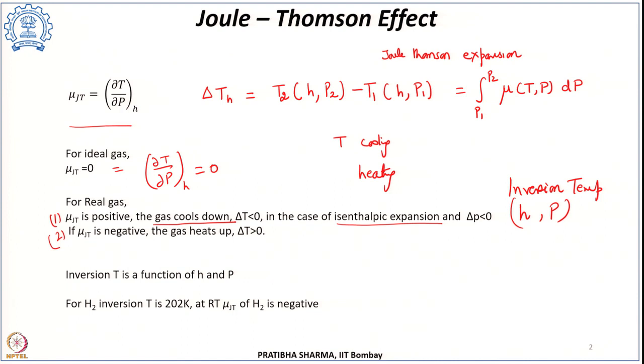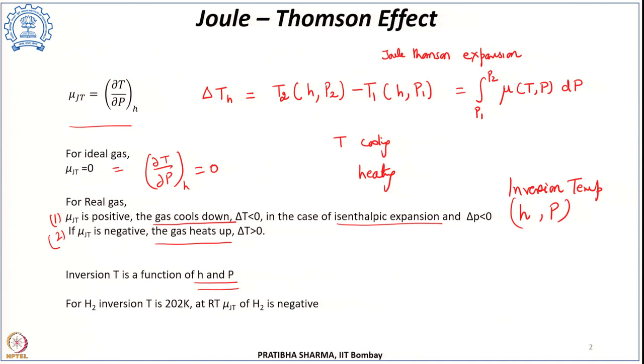There could be another thermodynamic state where the Joule-Thomson coefficient is negative. That means if there is a decrease in pressure because of the expansion, the temperature increases. That means the gas gets heated up. So, in the expansion of the gas, the temperature of the gas increases. Now, this inversion temperature depends on enthalpy and pressure.